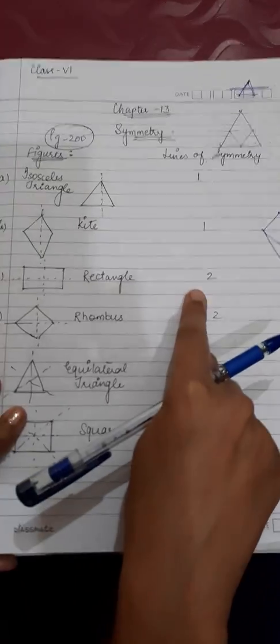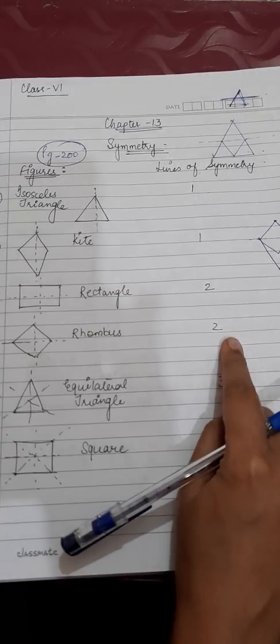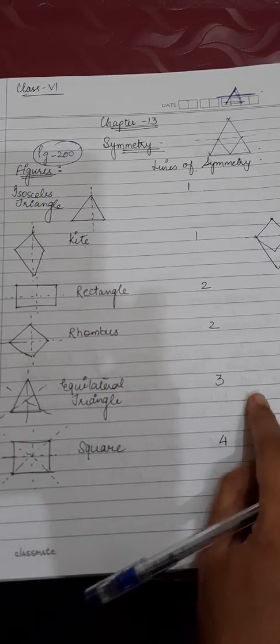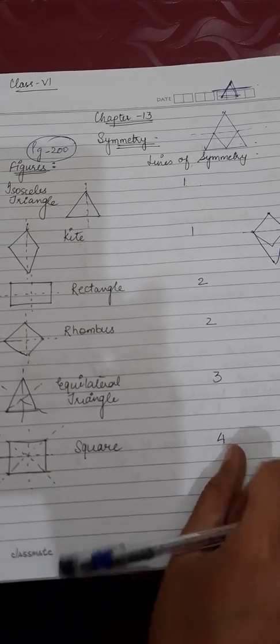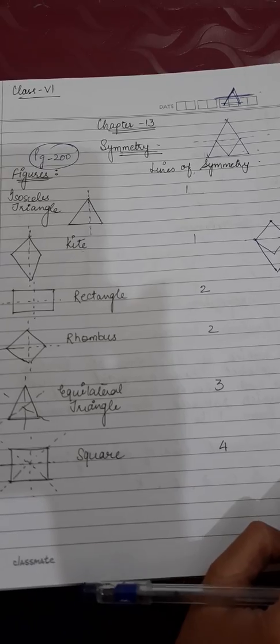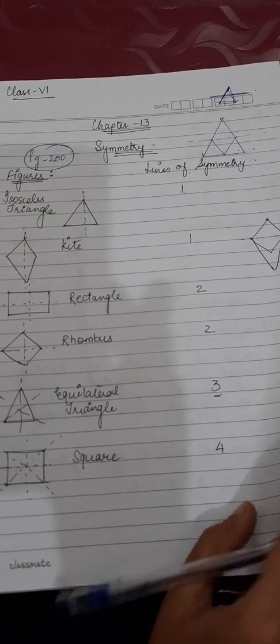Rectangle I have shown you with the help of the page. It is having 2. Now rhombus is also having 2. Equilateral triangle 3. Square, again I have shown you with the help of the page. It is having 4 lines of symmetry. So the question can come, how many lines of symmetries are there in an equilateral triangle? So you will have to answer, it's 3.